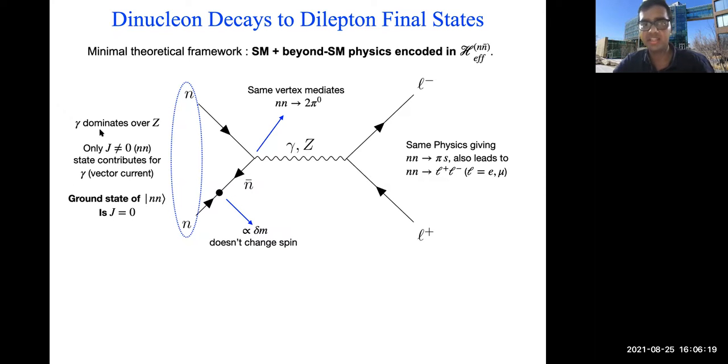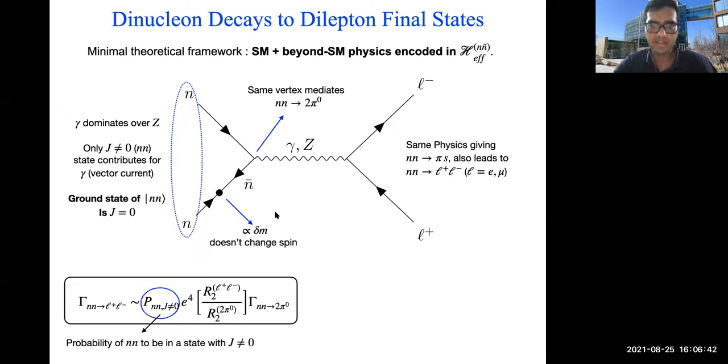Note that at the energy considered, the photon dominates over the virtual Z. Only the total angular momentum J not equal to 0 state contributes for the vector current. It is easy to show that the ground state for Nn is J equals 0. So along with this factor of e square in the amplitude and hence e to the power 4 in the decay rate, we introduce an additional factor of T_Nn J not equal to 0 to denote the probability of Nn to be in a state J not equal to 0.